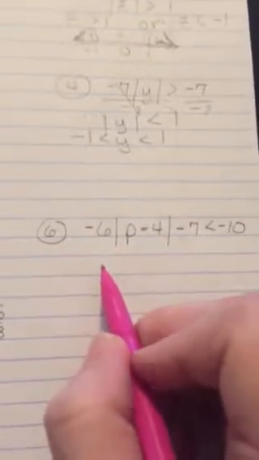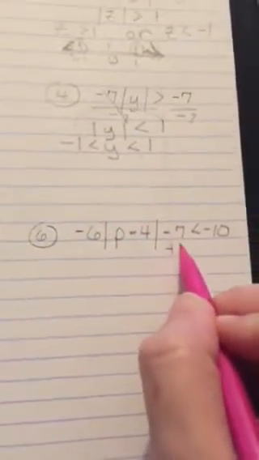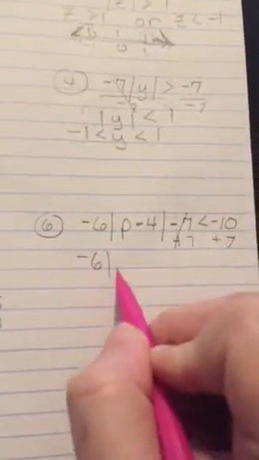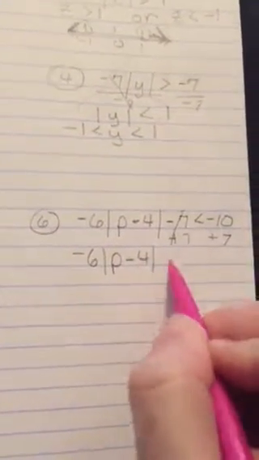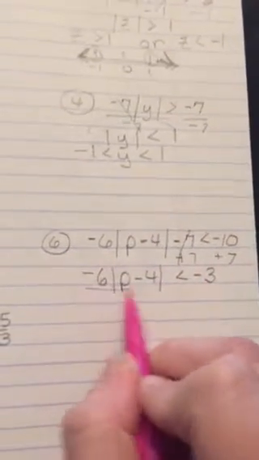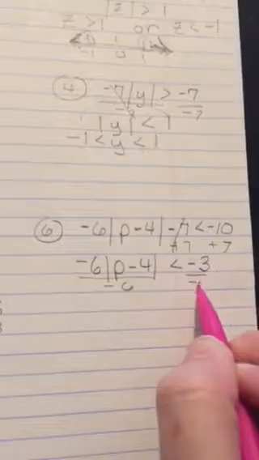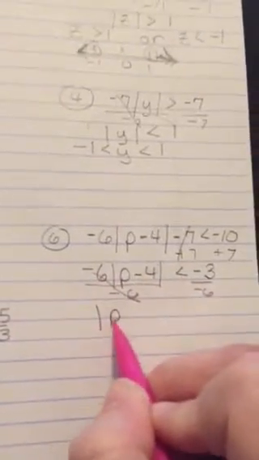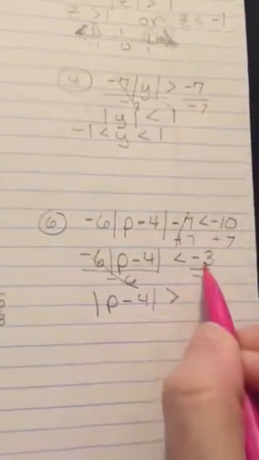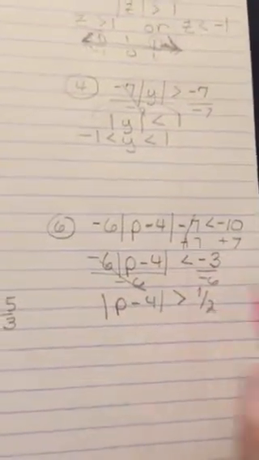All right, now this one is starting to get a little more complicated. So I'm going to add 7 to both sides because I'm isolating my absolute value before I make my cases. And I got a -3. Now I'm going to divide both sides by my -6. Absolute value, p minus 4. Now divided by a negative, so change your direction, and that's going to give me a 1/2.